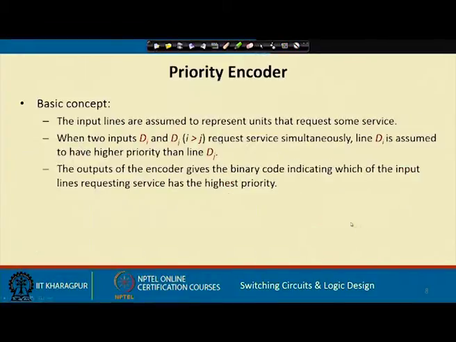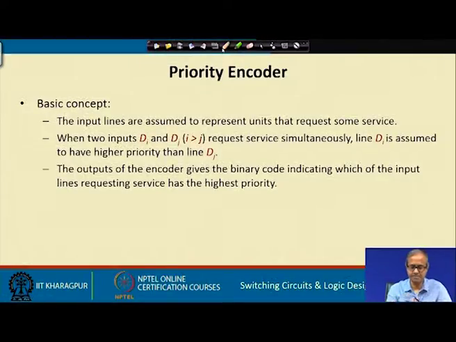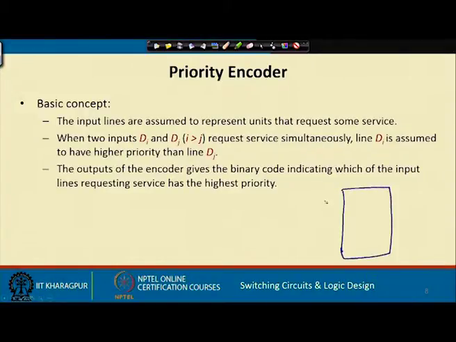So, for a priority encoder, the basic concept is like this. Let me just repeat. Now, let us put it in the proper context. A priority encoder, or any encoder circuit, is used in an application, let us say 4 inputs and 2 outputs.